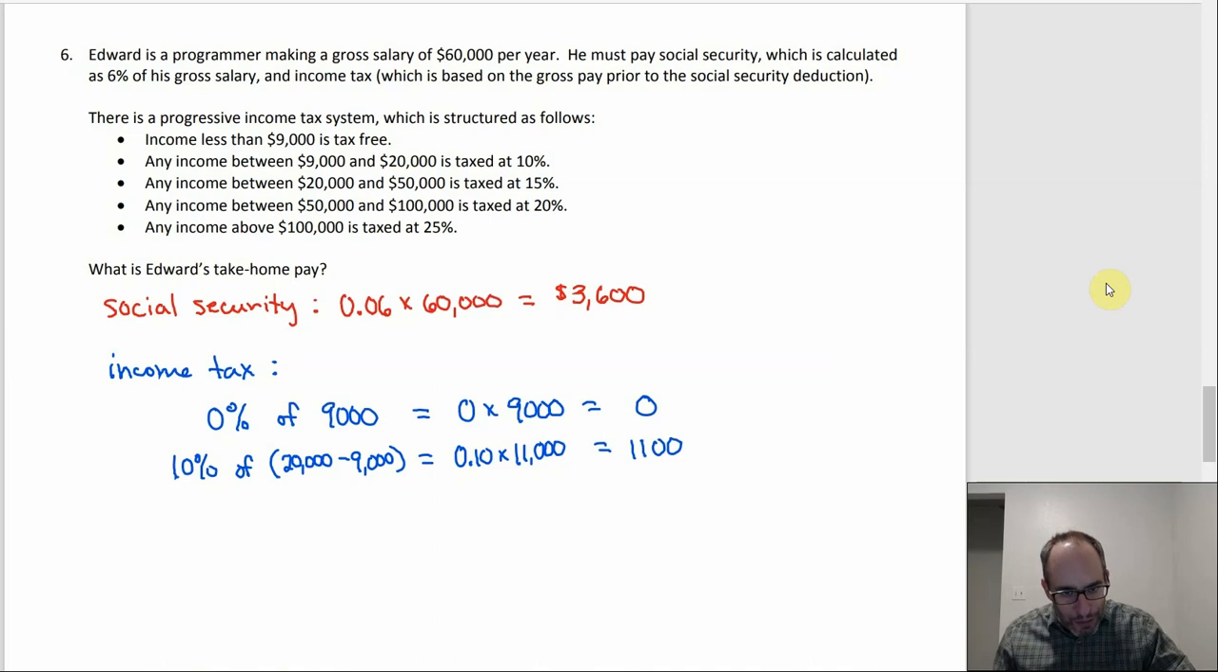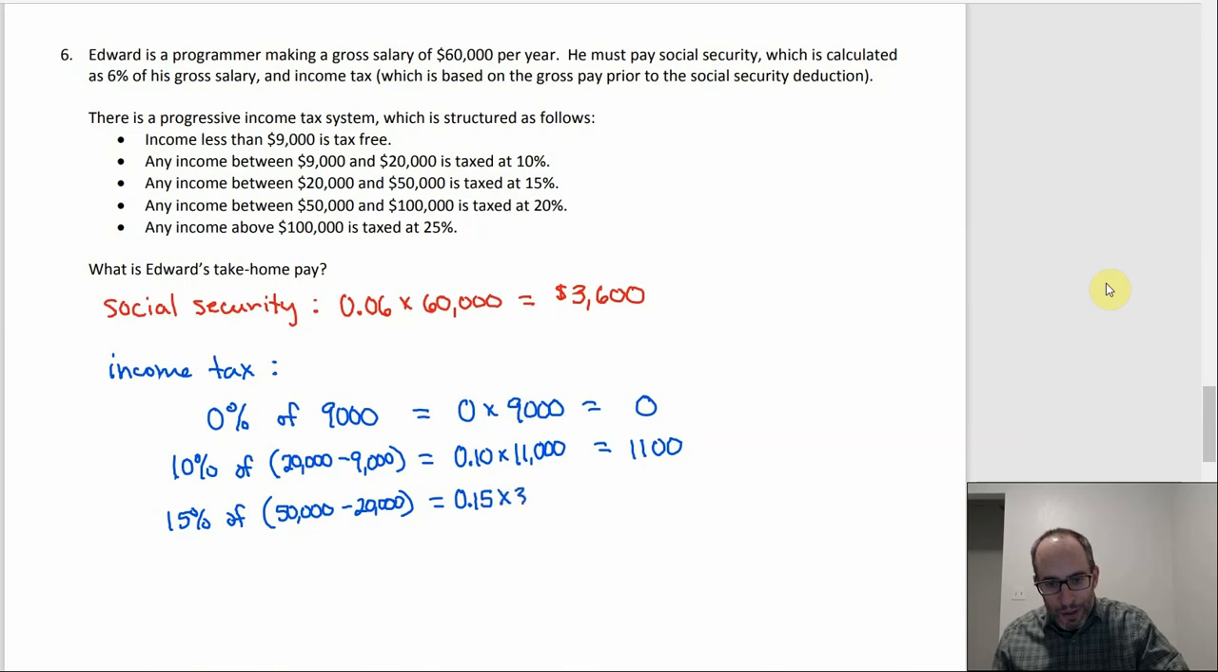Then 15% of the next 30,000 from 20 up to 50. So 50,000 minus 20,000 is 30,000. So it's 15% on that next 30,000. So we can write that as 0.15 times 30,000, which should be 4,500.